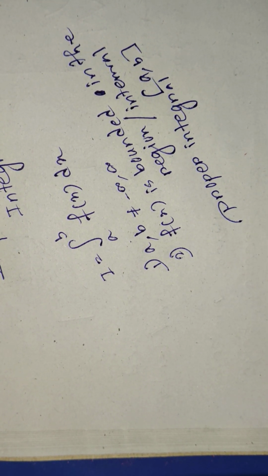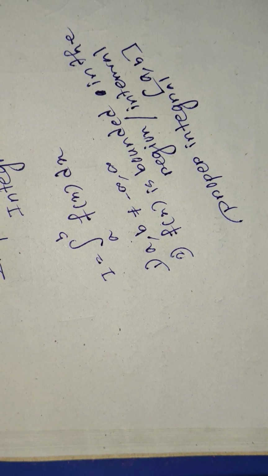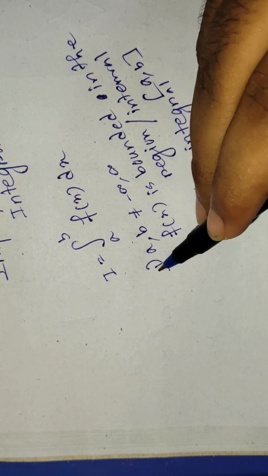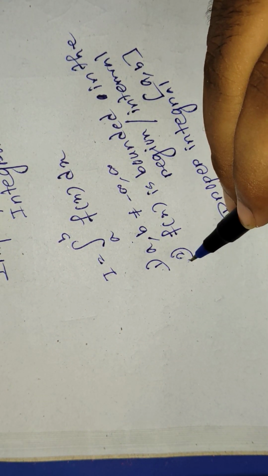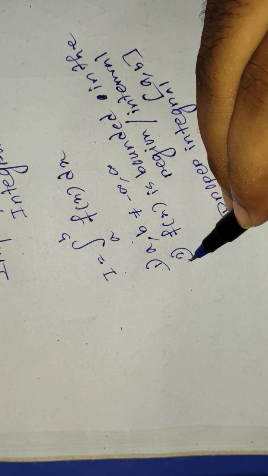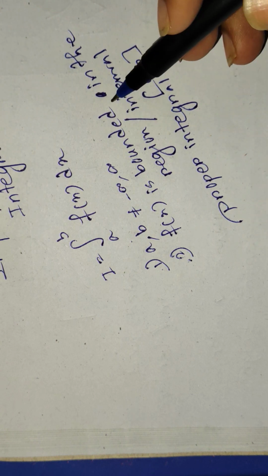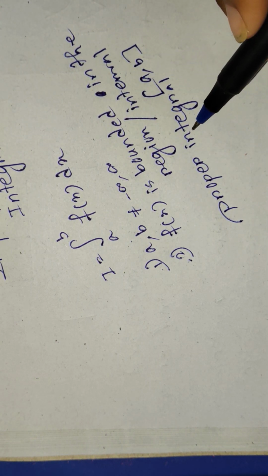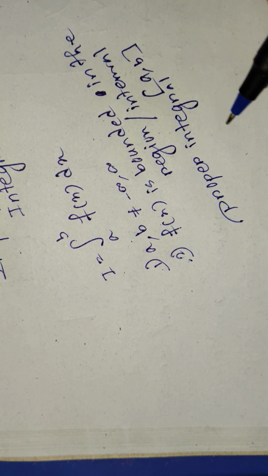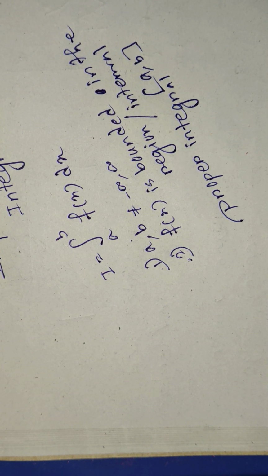Now, what is an improper integral? If one of the cases is not valid or both of them are not valid, in that case we will say that the integration is not a proper integral, it is an improper integral. Now let's talk about it briefly.